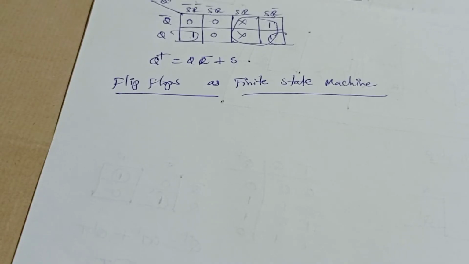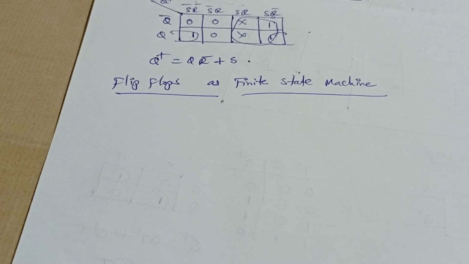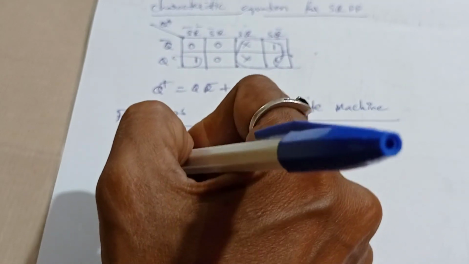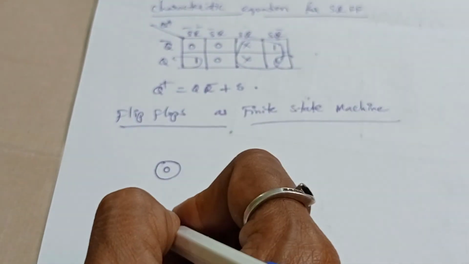Flip-flops as finite state machine. In a sequential logic circuit, the value of all memory elements at a given time defines the state of that circuit at that time. The finite state machine concept offers a better alternative to truth tables in understanding the progress of a sequential logic circuit with time. Finite state machine, state 0, state 1 is for SR flip-flop.